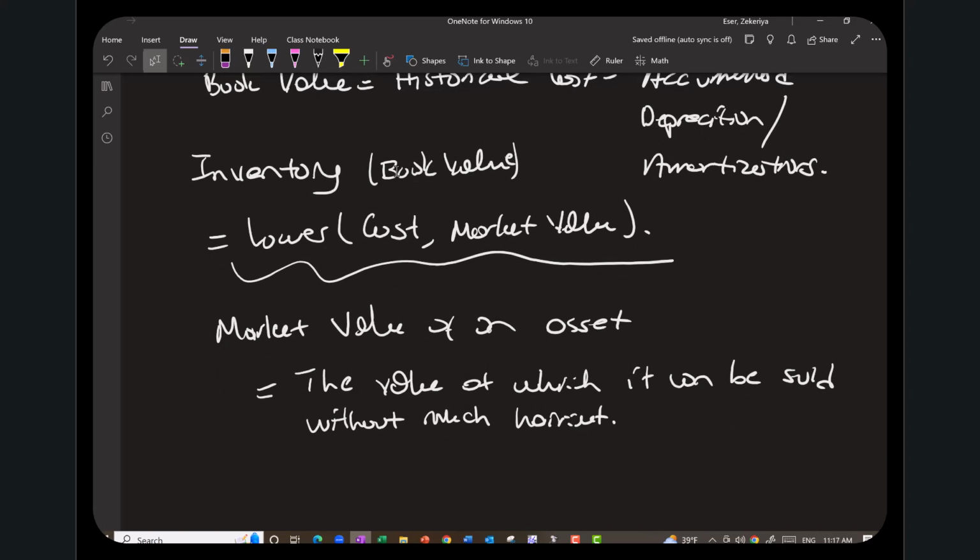It is almost never the case that the market value of an asset is equal to its book value, especially for fixed assets. Sorry, what's the last one? Haircut. It's a fancy term for a deep discount. So if something is worth $100 million and I sell it at 80, that's a $20 million haircut. Okay?